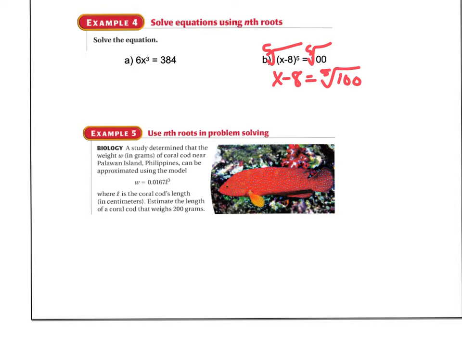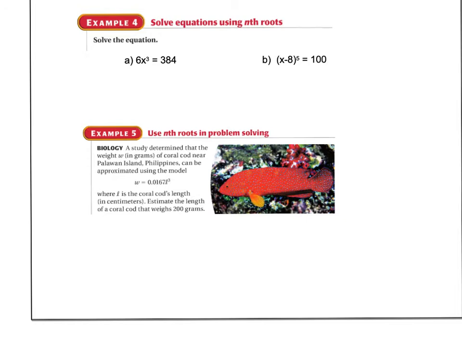Now what you would do is take your 5th root of 100, and you're going to get 2.51. You can also leave that to the end actually, which is maybe what I recommend just for rounding purposes, but that was using your calculator. You get 2.51 or 2 51/100ths, and then add 8 to both sides to get a final answer of 10 51/100ths.